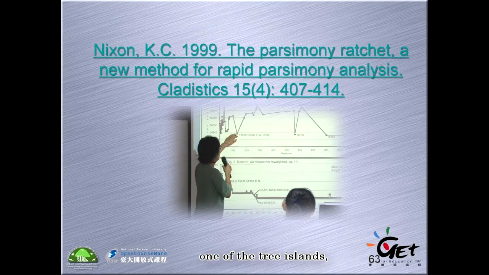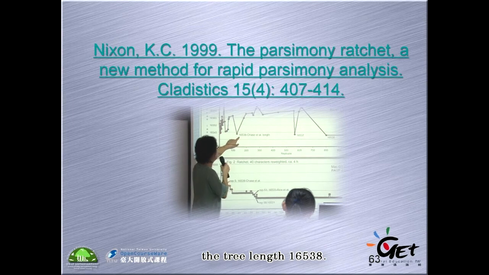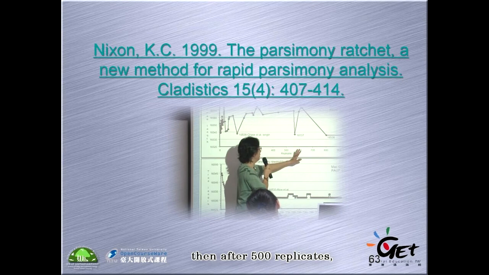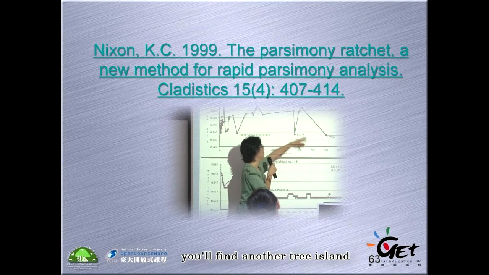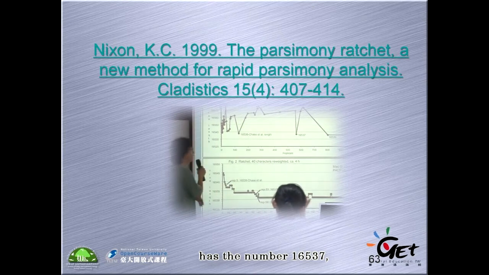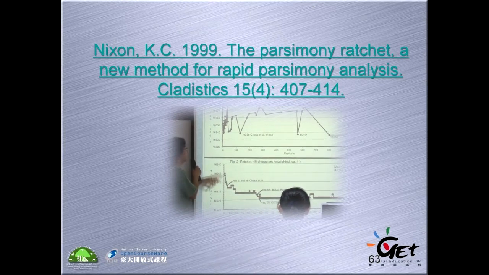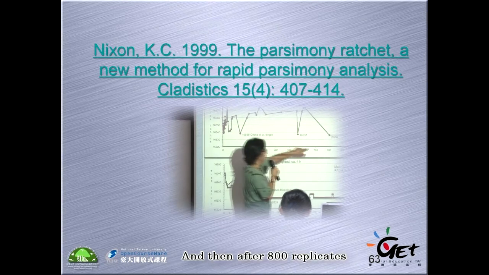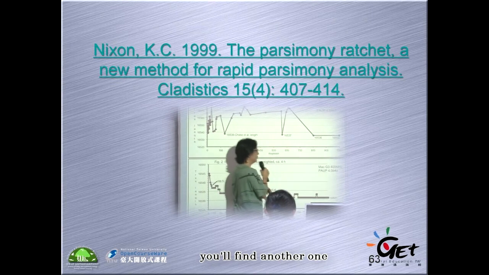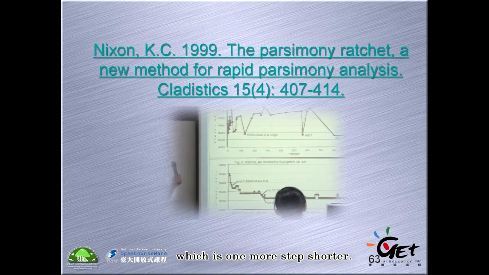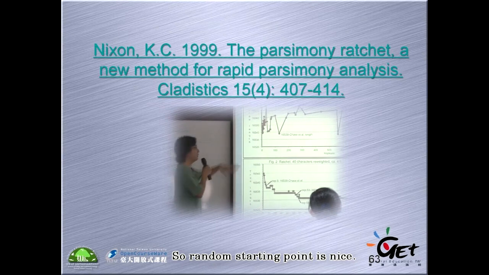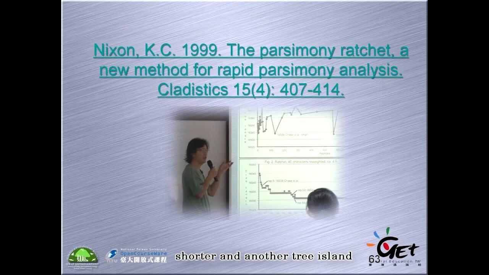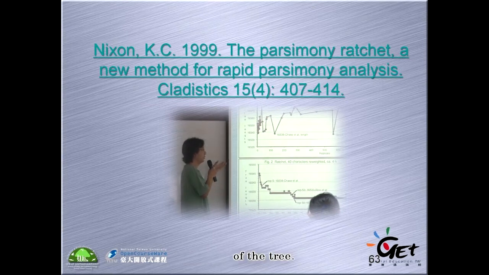This is one of the tree islands. It has the tree length 16538. And then after 500 replicates, you'll find another tree island. It has the number 16537. It's one step shorter than this tree. And then after 800 replicates, you'll find another one, which is one more step shorter. So random starting points are nice. They can give you some shorter trees on another tree island.